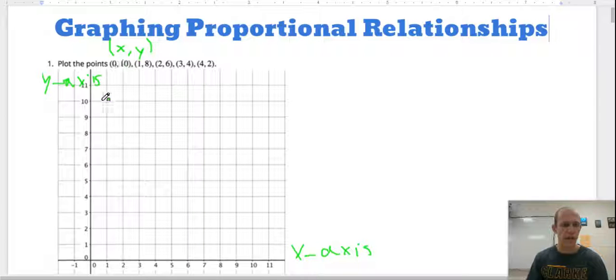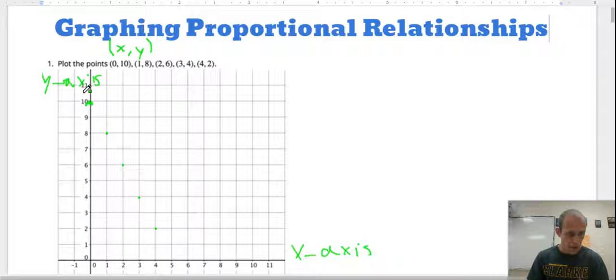So here we have 0, 10. So I go over 0 horizontally, which would be right here. And then I go up 10, which would be up to here. Okay. Next is 1, 8, so go over 1, up 8. Next is 2, 6, so over to 2, up to 6. Then 3, 4, over 3, up 4. And then lastly, 4, 2, over 4, up 2.